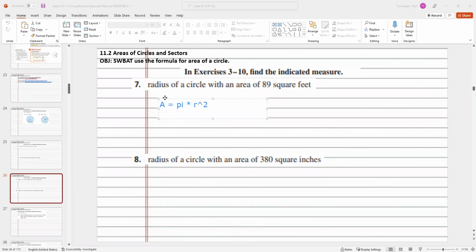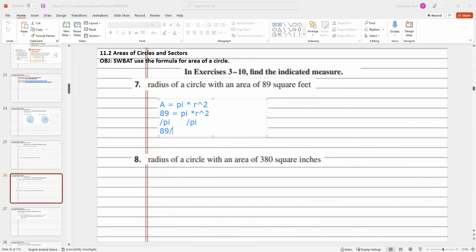And this time we're going to replace the A, not the r, because they gave us the area. So we have 89 square feet equals pi times r squared. Now we want to solve for r. So how do we solve for r? We need to get rid of that squared and we need to get rid of that times pi. So you don't want to get rid of the squared until you get rid of everything else. So you want to get rid of that times pi first. So we're going to divide both sides by pi.